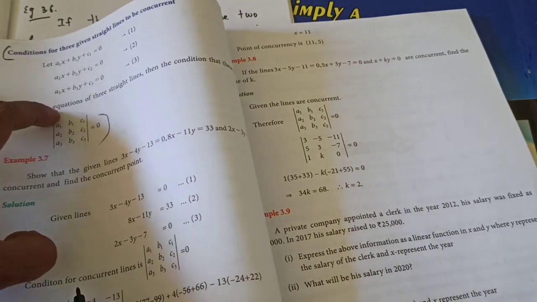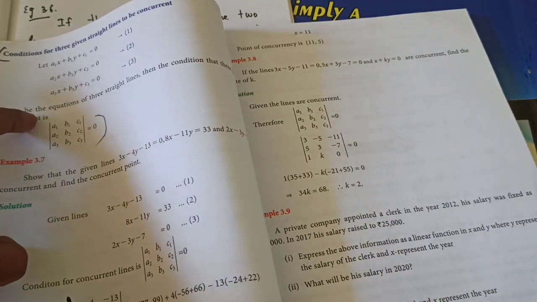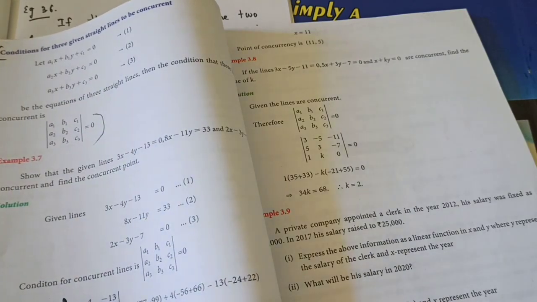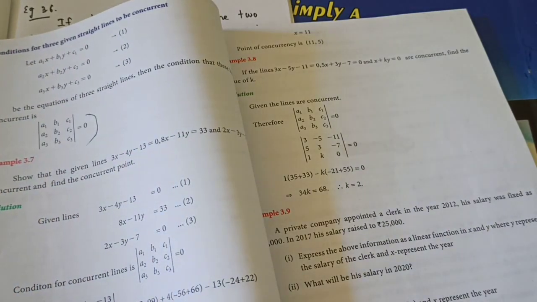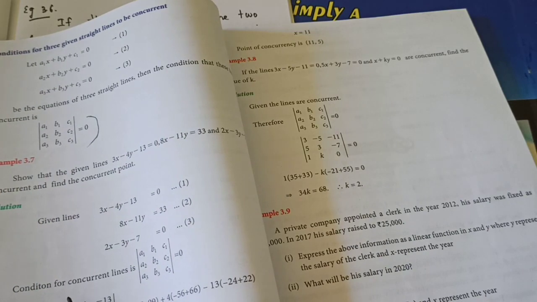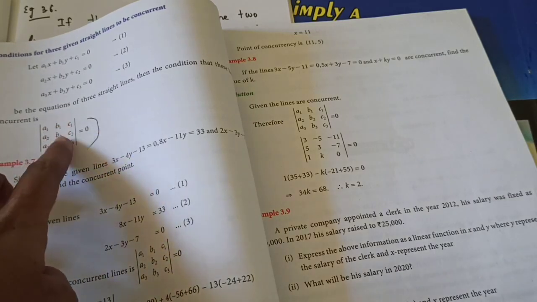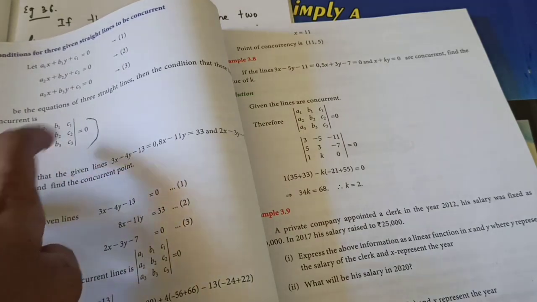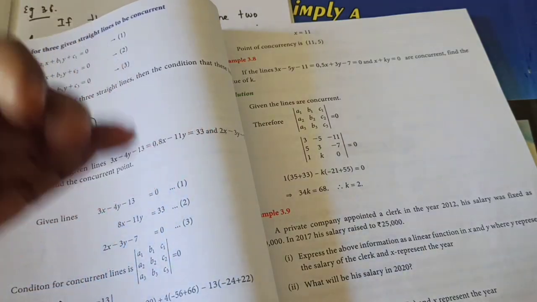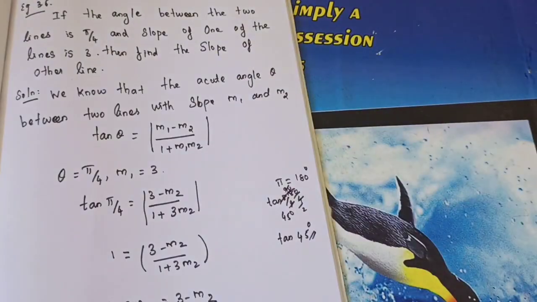They will give the 3 equations. If they give the 3 equations, they will ask you to find the condition for concurrency. So what will you prove? The determinant of this value is equal to 0. If you prove the determinant of this value is equal to 0, we will say the given lines are concurrent. Understand? So what's the formula? This is also a formula. The determinant of A1, B1, C1, A2, B2, C2, A3, B3, C3. Determinant value 0 means we will say the lines are concurrent. Understand? Concurrent, that's the meaning.